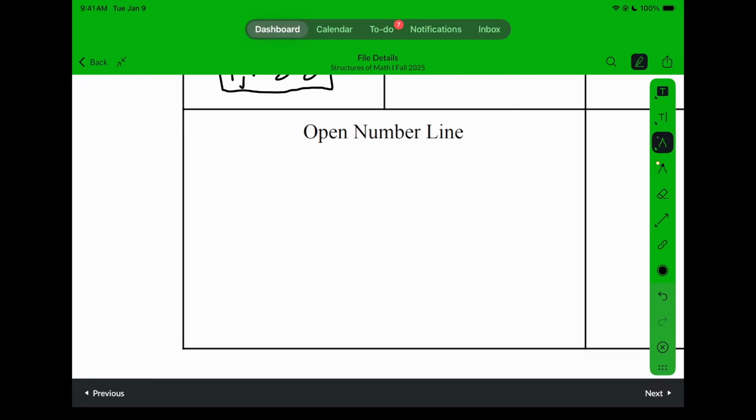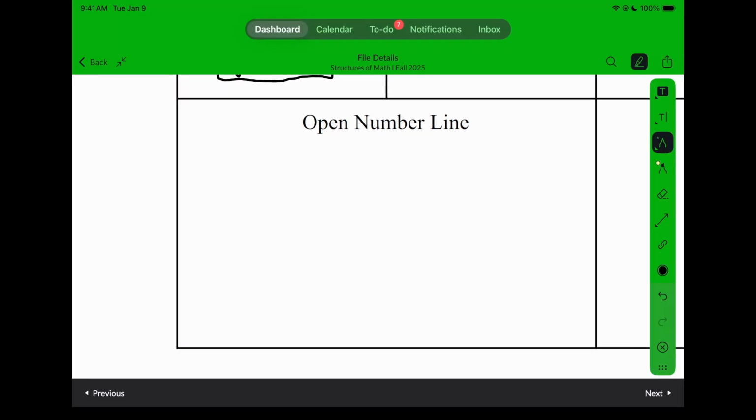Then we have our open number line. So for that, we can just draw our number line here and here.